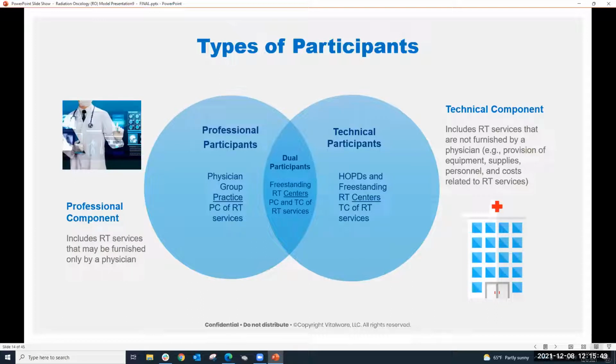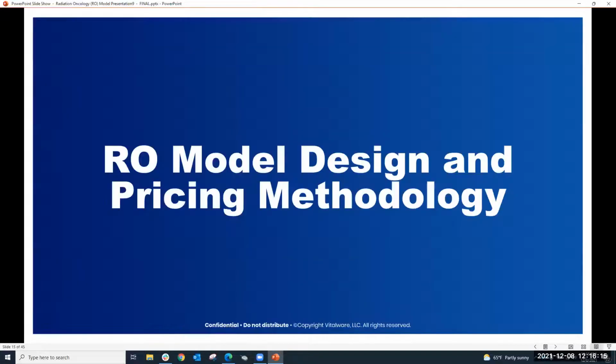To your left, you see your professional component, which is furnished by a physician. You have your technical component, which is not furnished by a physician. It's the provision of equipment, the supplies, personnel, and costs related to the radiation therapy. You have your professional participants, which is your physician group practice, and they submit the professional component. You have your technical participants, which is your hospitals or your radiation centers, and they submit the technical component, or you have your dual participants, which do both.